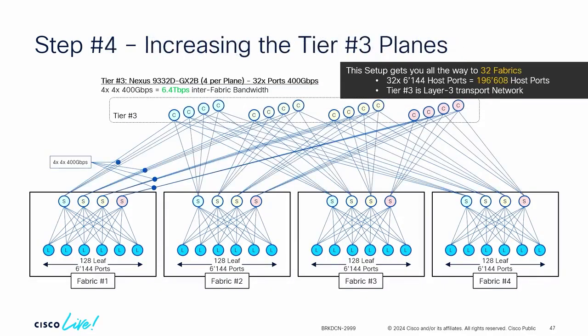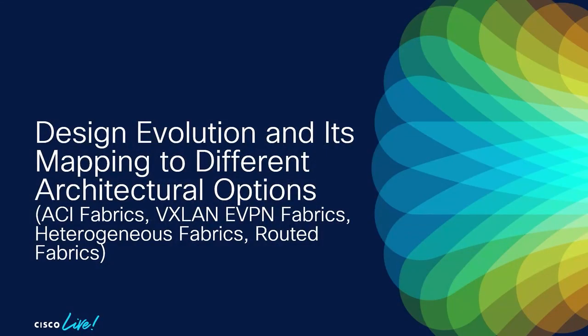How does this map to the different architectural options that we offer you, right? And here it really depends on which camp you are. Are you an ACI customer? Are you a VXLAN VPN customer? Are you a customer that doesn't require overlay and needs to build routed fabrics? The beauty is, whatever choice you make, it doesn't change the fundamental principle of the distributed architecture you need to build.